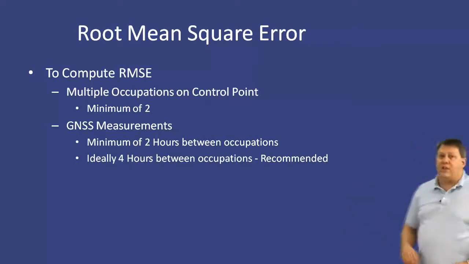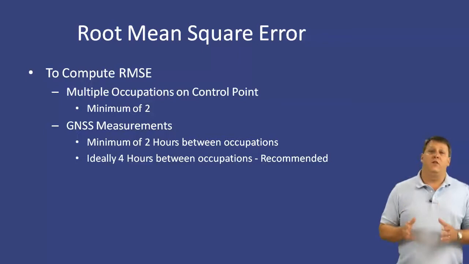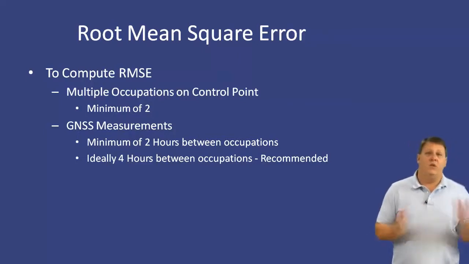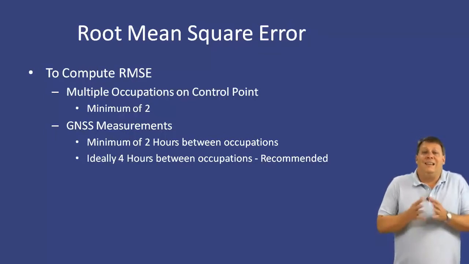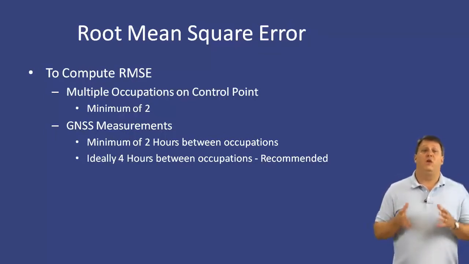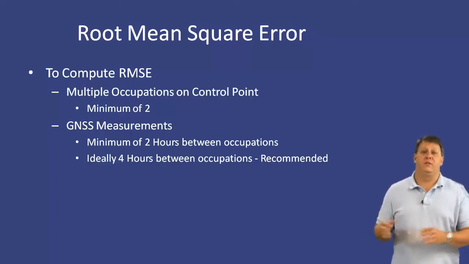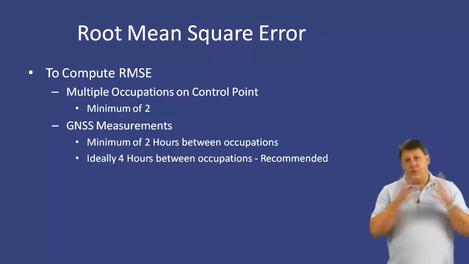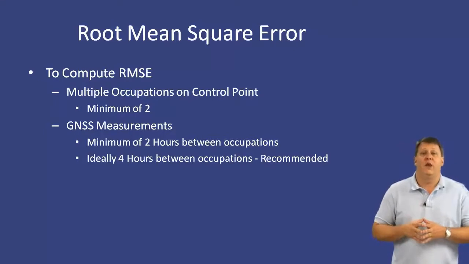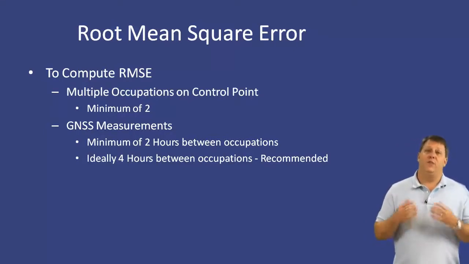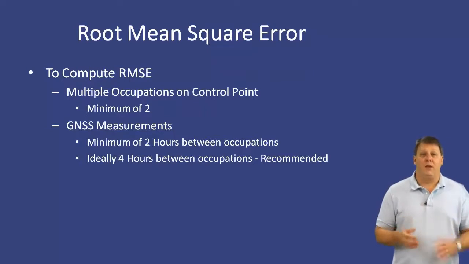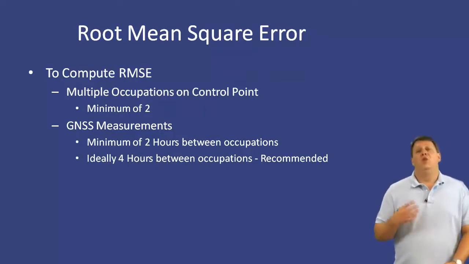For your GNSS measurements, here are some really good recommendations. Whether you use an RTK or VRS, ideally, you really want to have 4 hours between your check shots. The reason why is you get a different constellation of satellites overhead, which gives you a different set of measurement values, which should give you repeatability and reliability. At a minimum, you want 2 hours between occupations.